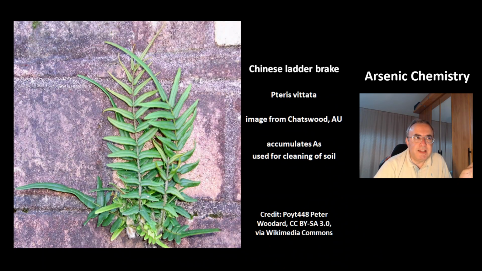This is the Chinese ladder brake, Pteris vittata, from Chatswood in Australia. This plant is known to accumulate arsenic, and it can be used for cleaning of soil.